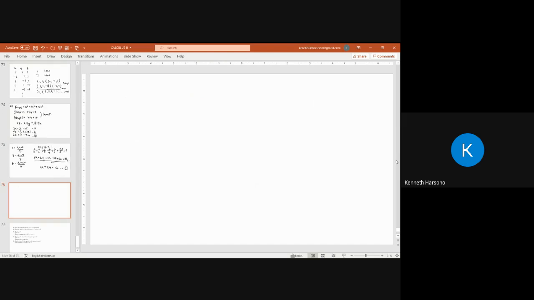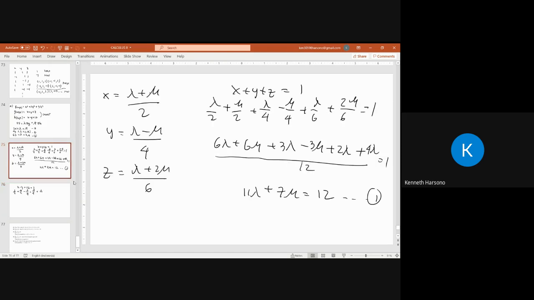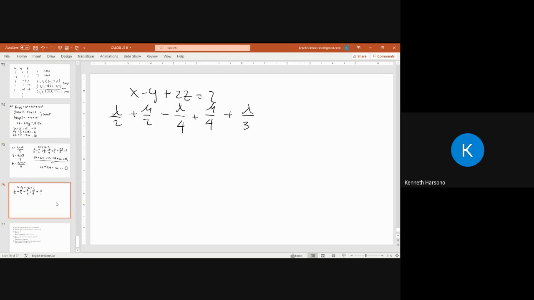And next one is from the second constraint, x minus y plus 2c, so 2c is equal to 2. Like the previous one, we just substitute all of x, y, and c back. Lambda over 2 plus mu over 2 minus lambda over 4. This one is minus times minus, so it's positive mu over 4, plus lambda over 6, so this is lambda over 3 plus 2 lambda over 3, is equal to 2.